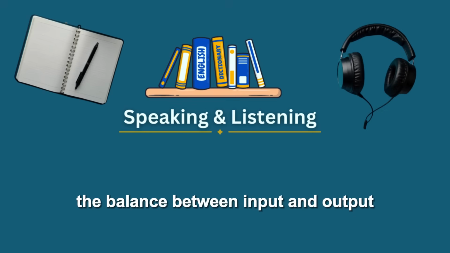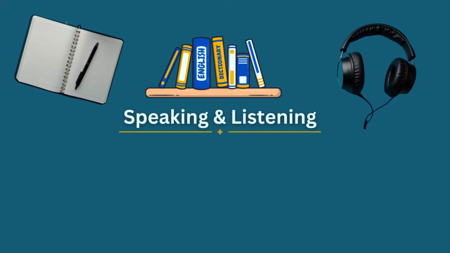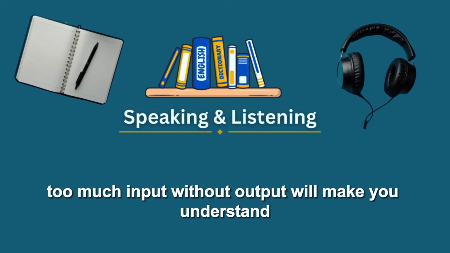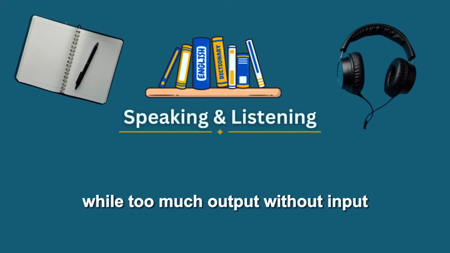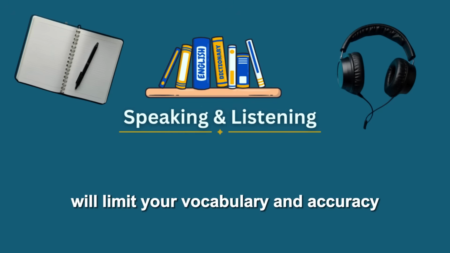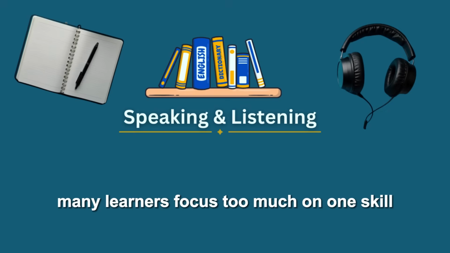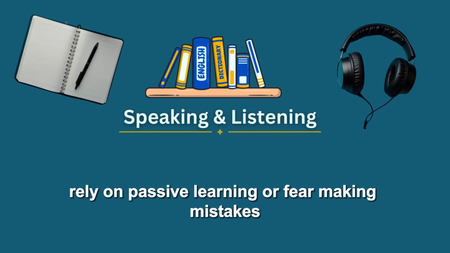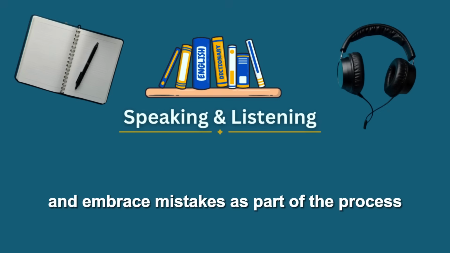The balance between input and output. Both are necessary for success. Too much input without output will make you understand but struggle to communicate, while too much output without input will limit your vocabulary and accuracy. Common mistakes and how to avoid them. Many learners focus too much on one skill, rely on passive learning, or fear making mistakes. The best way to improve is to take action, stay engaged, and embrace mistakes as part of the process.